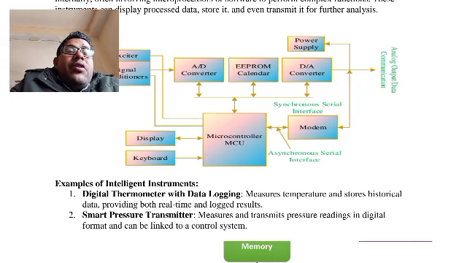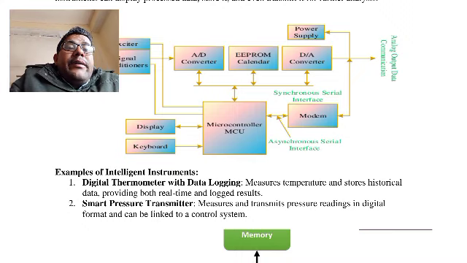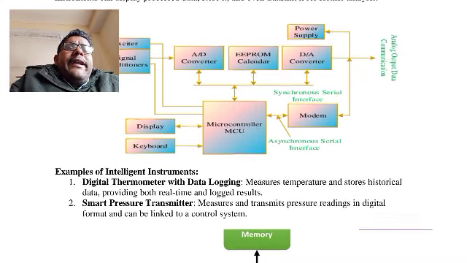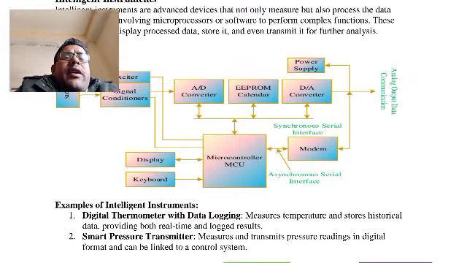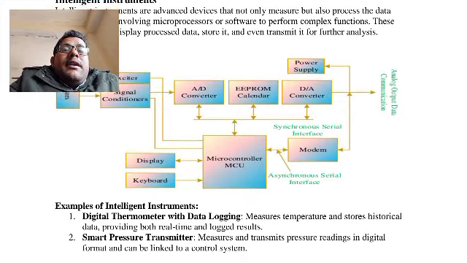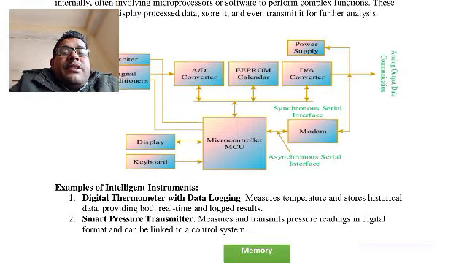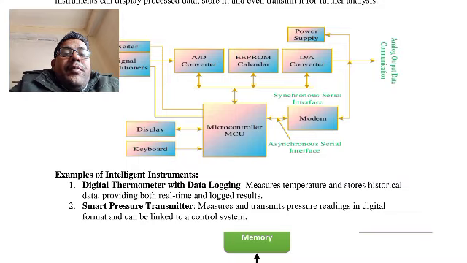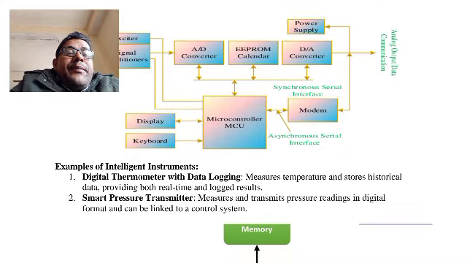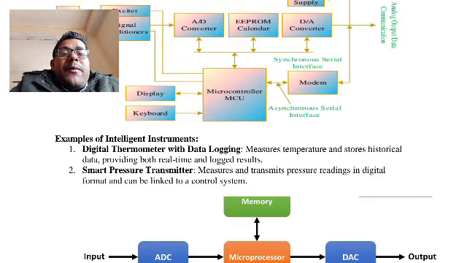Microcontroller, modem, analog to digital, and digital to analog converters, and memory such as EEPROM, electrically erasable programmable read-only memory. So don't memorize that diagram; we only need to understand how such components come under the digital instrument. For example, a digital thermometer with data logging measures the temperature and stores the history, providing both real time and logged output.